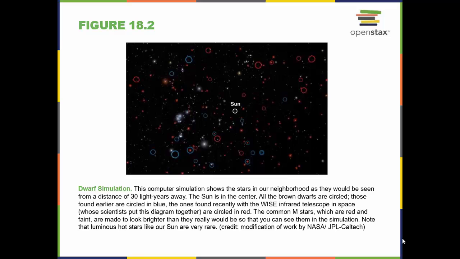So you can see that as we improve our observing techniques, we can see more and more of these low luminosity stars, the stars that aren't as bright. The common M stars, which are red and faint, are made to look brighter than they really would be so that you can see them in the simulation. Note that the luminous hot stars like our sun are very rare.